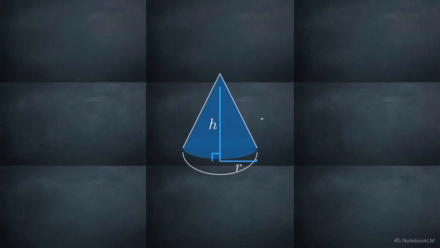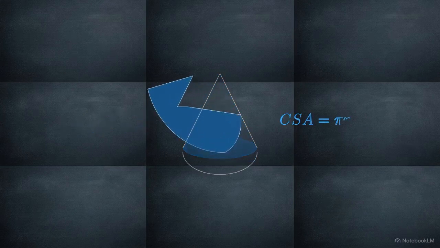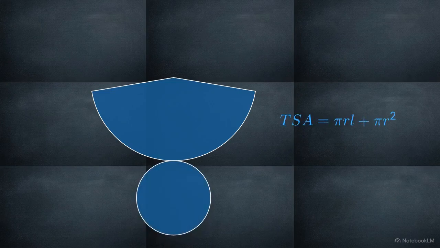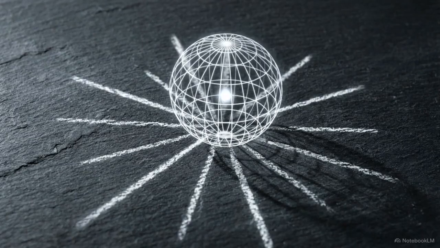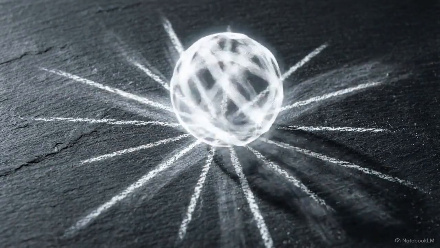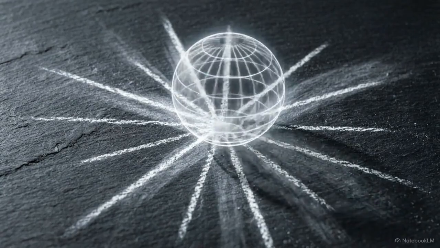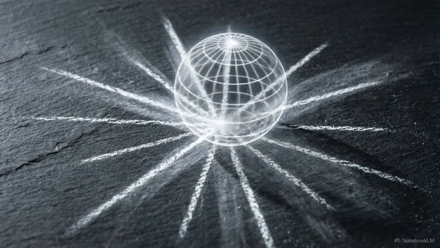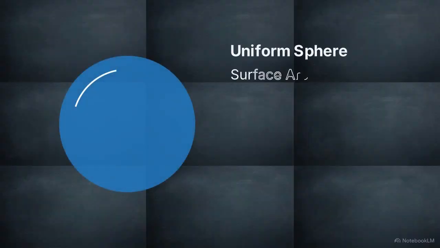To find the surface area of a cone, we must calculate the slant height, L, using the vertical height and the radius. The curved surface area is pi times r times L. Adding the circular base gives the total surface area. A perfect sphere has no flat base at all. Instead, its total internal volume is entirely determined by its radius, 4/3 pi r cubed. Because the shape is uniform, its curved and total surface areas are identical, 4 pi r squared.